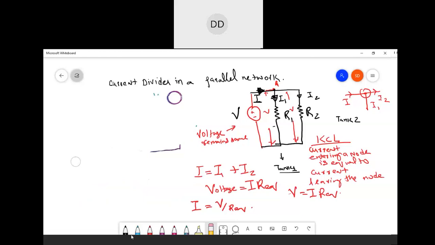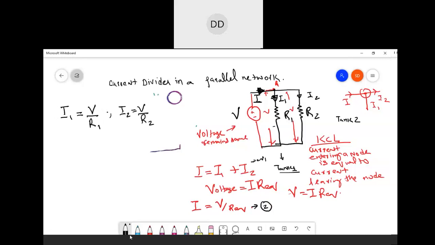Now from these equations, let's suppose this was 1 and let this be 2. According to the current divider network, my I1 would be equal to V by R1. Similarly, my I2 would be equal to V by R2.